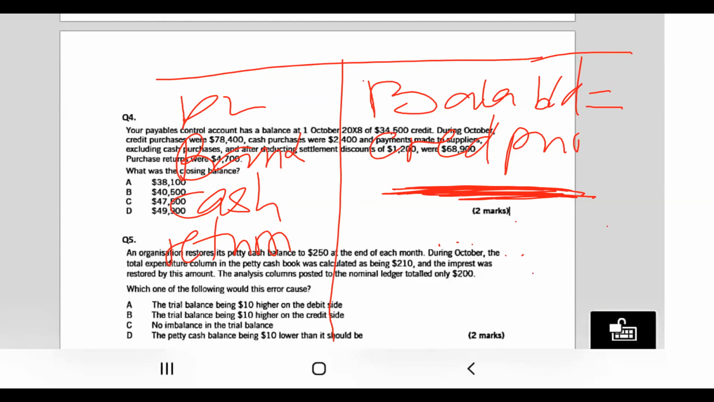The receivables control account. Yes, they have, just say, sales control. So when you make credit sales, you record this side.